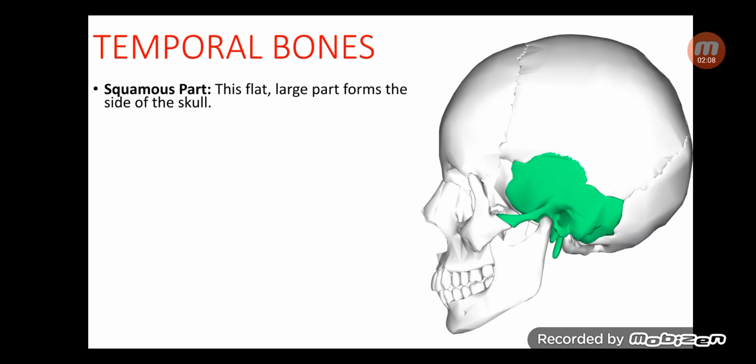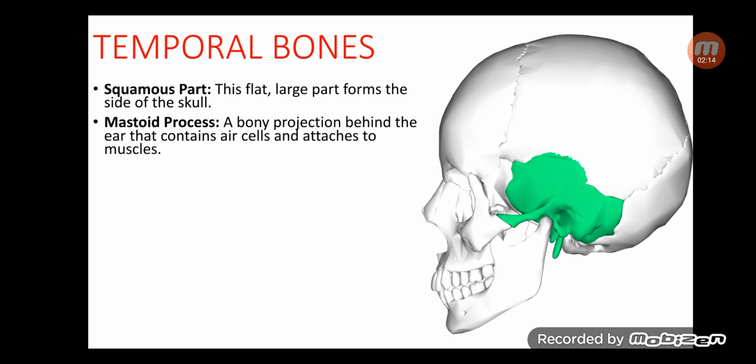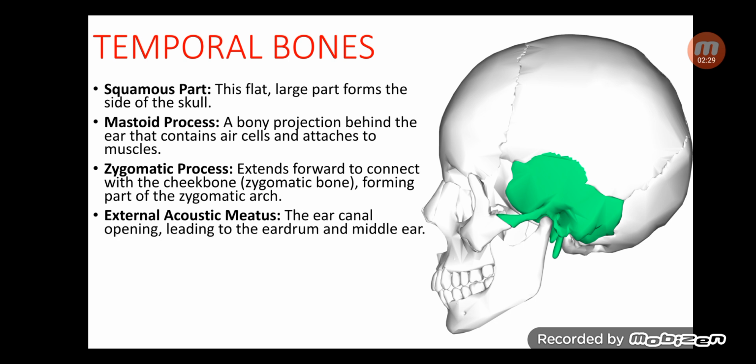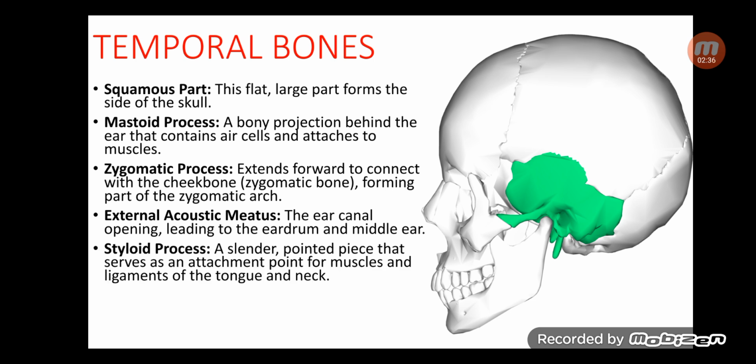Then we have the temporal bone that has a squamous part. This is the flat part that is large and forms the side of the skull, and then it also has the mastoid process, that is a bony projection behind the ear that contains mastoid air cells basically, and attaches to the muscles. Then it also has the zygomatic process that extends forward to connect with the cheekbone, forming part of the zygomatic arch. Then it has the external acoustic meatus, that is the ear canal opening leading to the eardrum and middle ear.